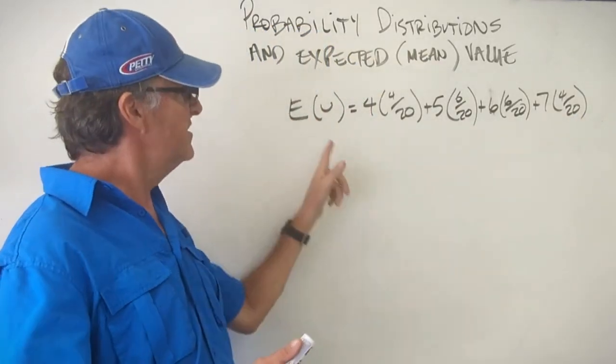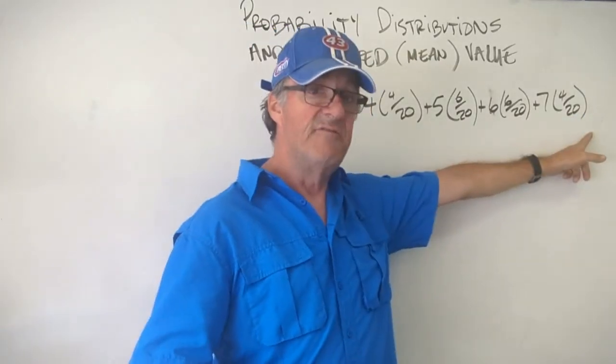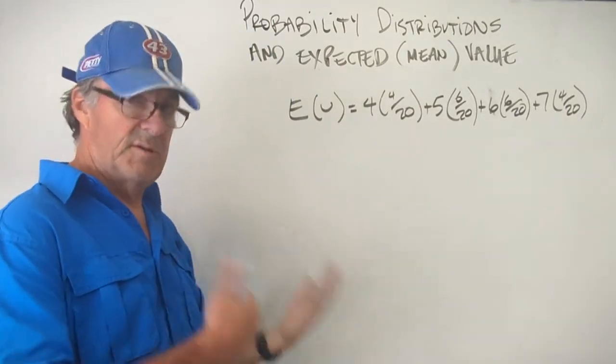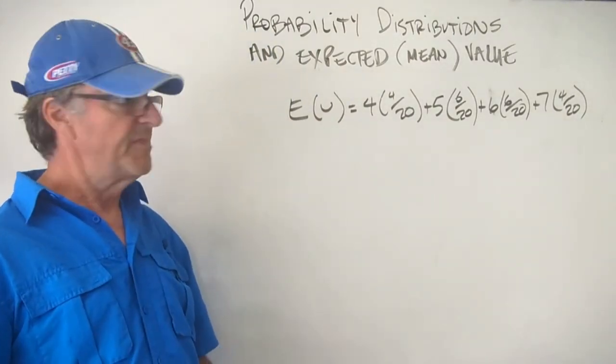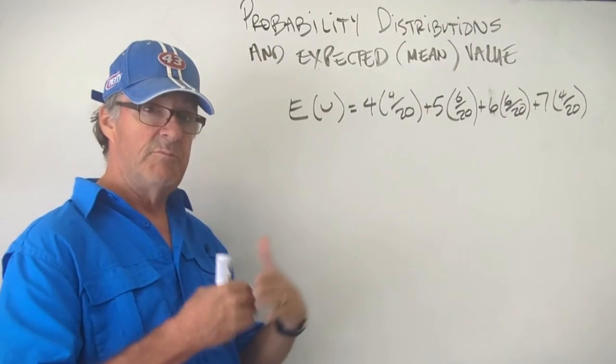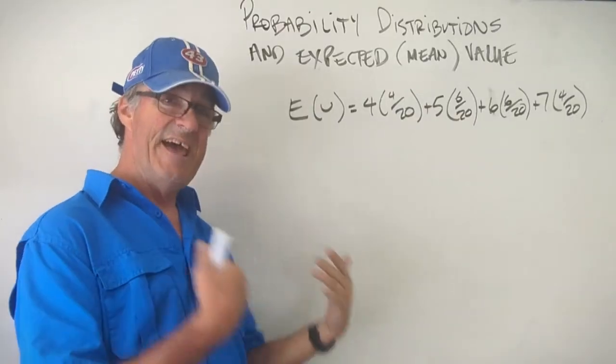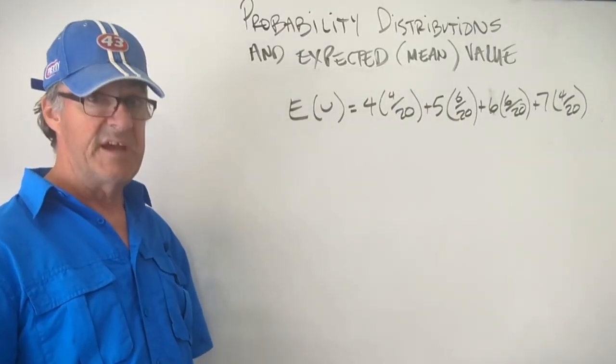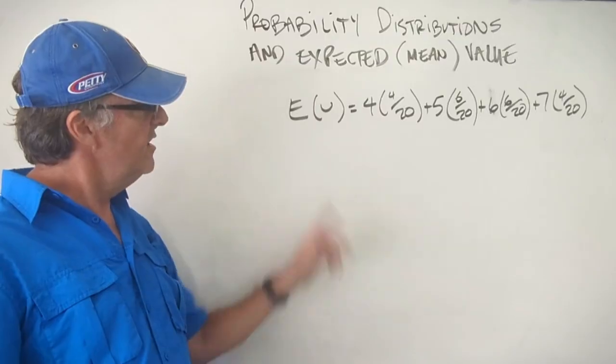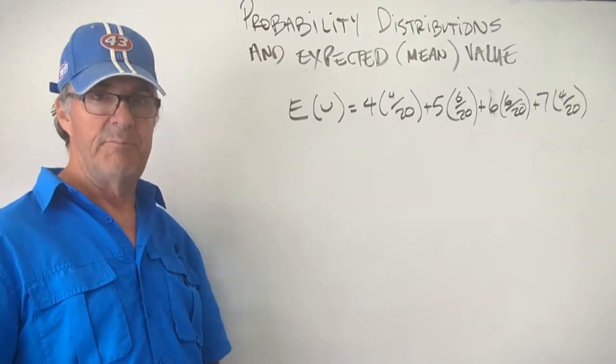So this will give you the expected value of this probability distribution. And remember, this is not a mean, it's not calculated based on experiment. This is looking ahead of time. What is the expected value? So go ahead, crunch those numbers and come right back.